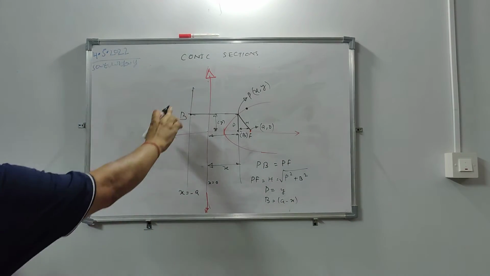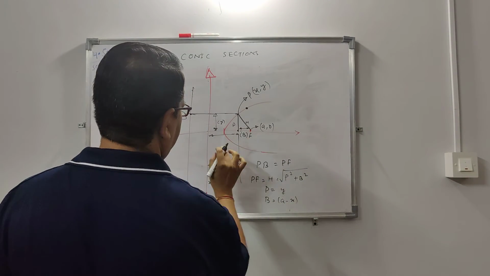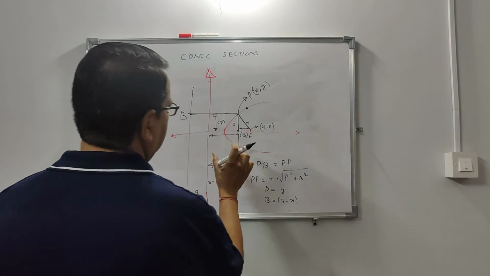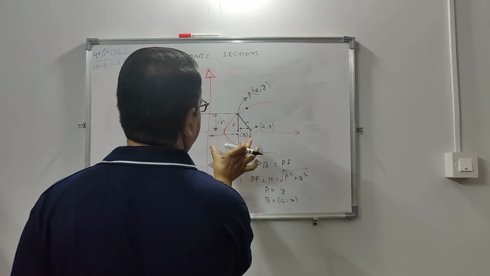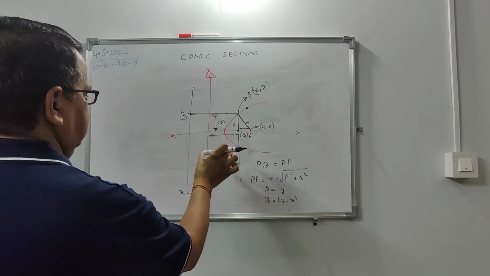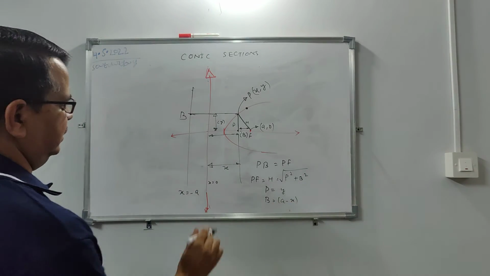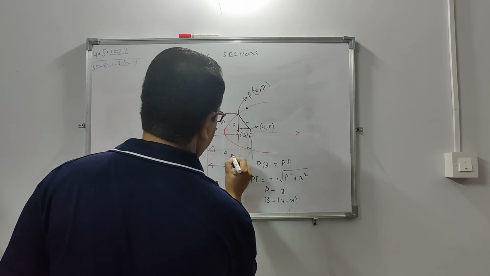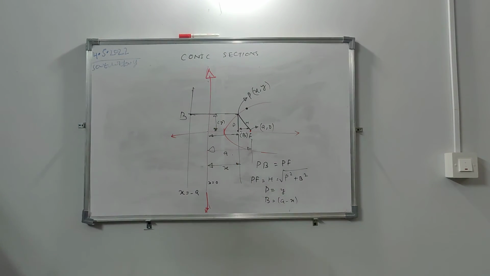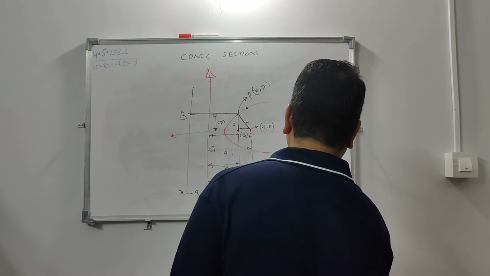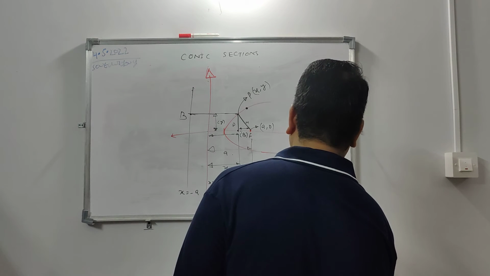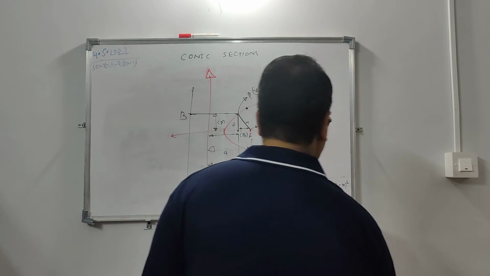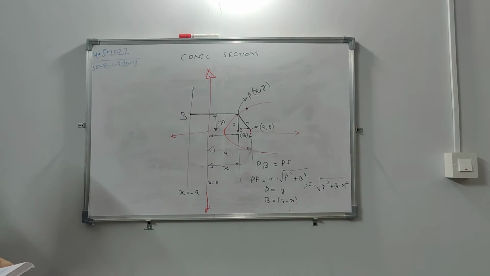So don't confuse this with the directrix. We are not supposed to measure from the directrix. Now my focal point is at a distance a, and this is x, so the base becomes a minus x. So my PF becomes the square root of y square plus a minus x whole square. So this is my PF.